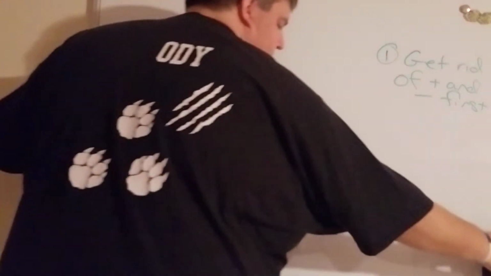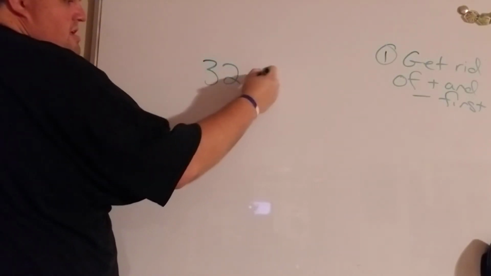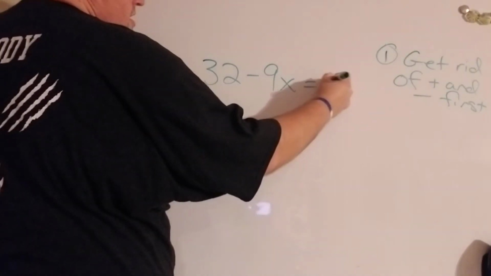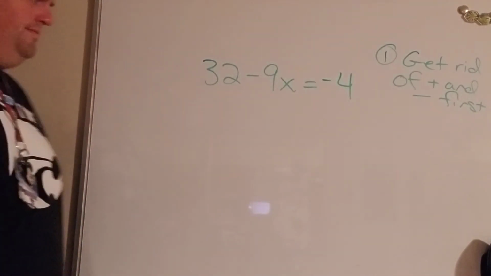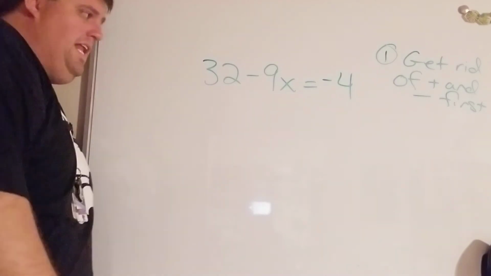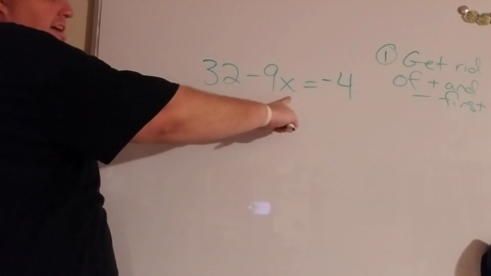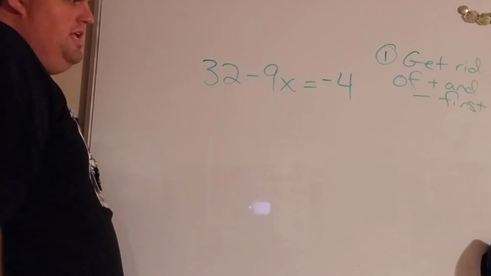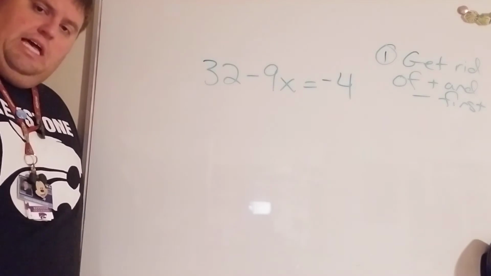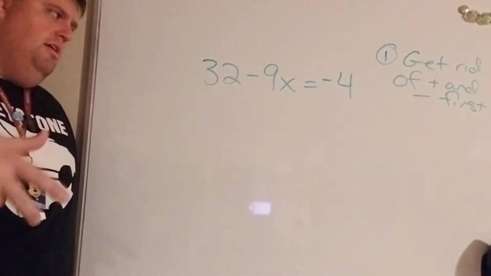What about 32 minus 9x equals negative 4? So again, I'm going to use that same idea, that we get rid of adding and subtracting first. So here's my x, here's my 32. Now, one of those problems that people always have is they don't know what's going on with that minus sign, right? Like, is that subtract 32? What's going on?